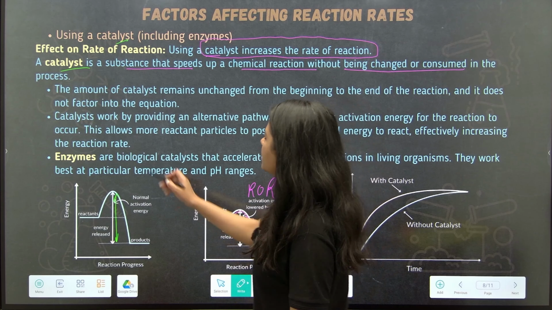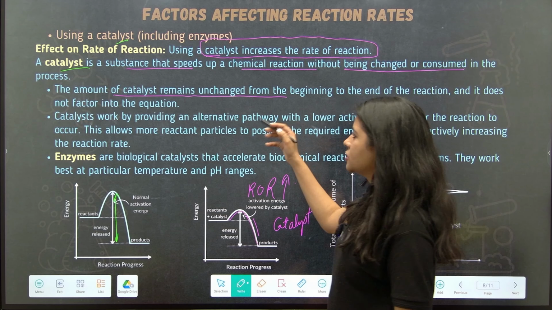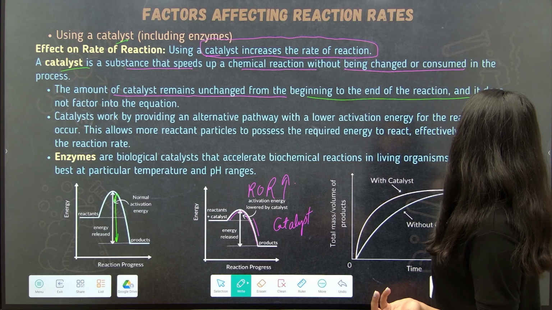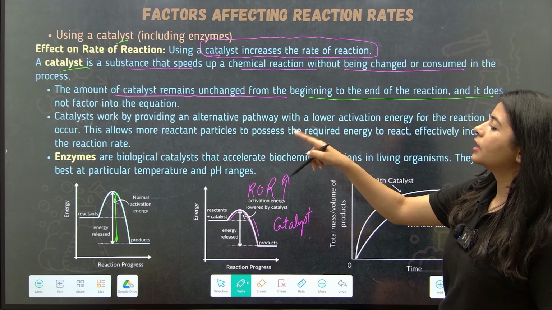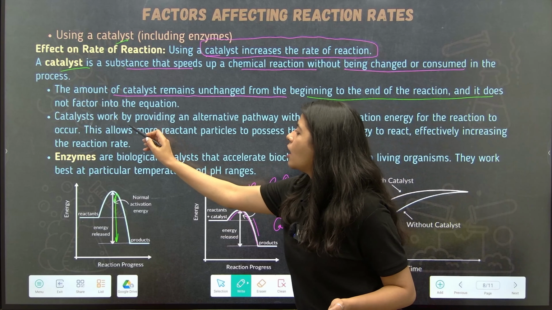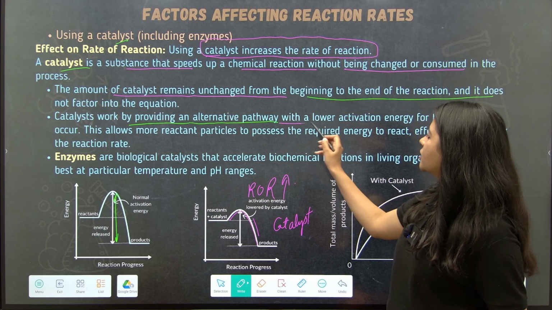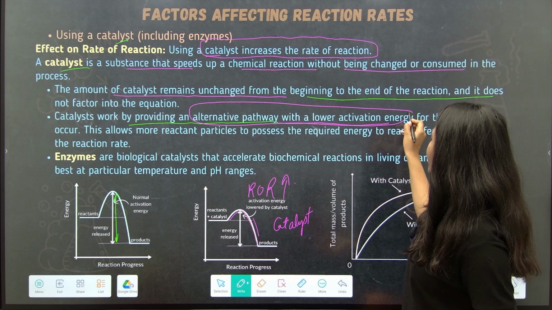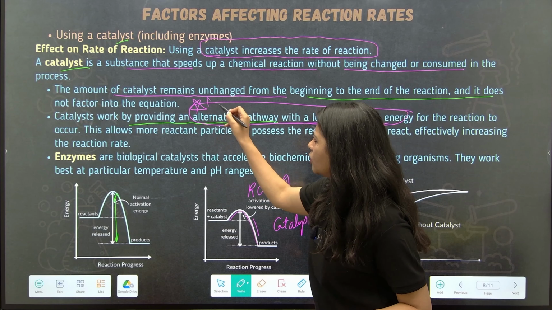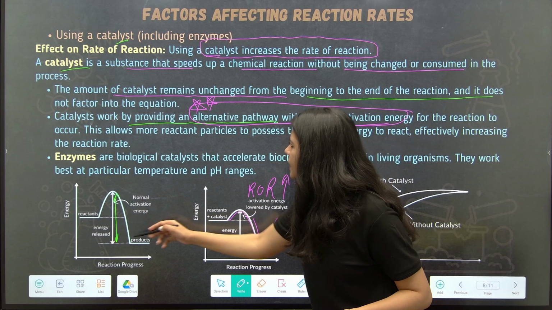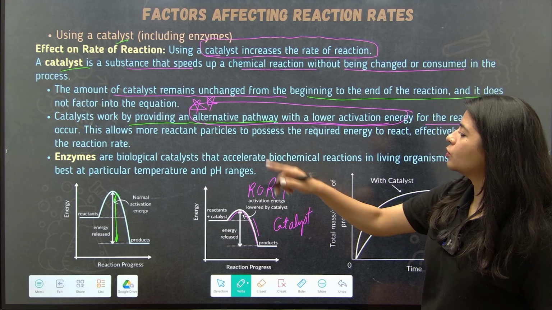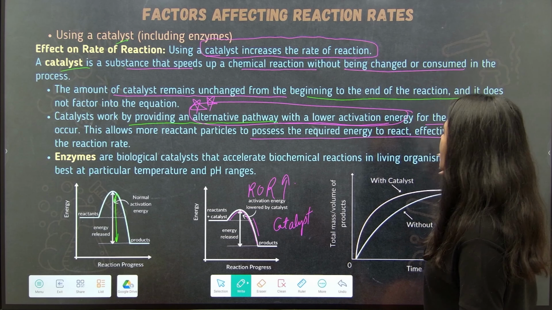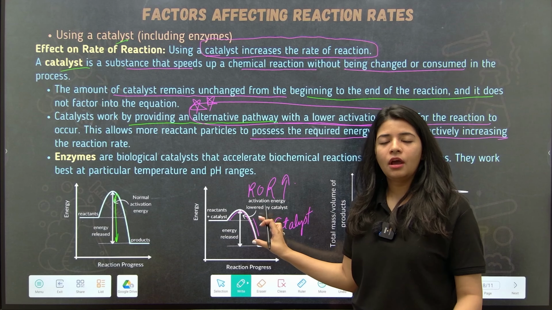Now let's read. The amount of catalyst remains unchanged because it is not taking part chemically in the reaction from the beginning to the end, and it does not factor into the equation. Catalysts work by providing an alternative pathway with a lower activation energy. This is important. This is what I was talking about. This is your activation energy. For the reaction to occur, this allows more reactant particles to possess the required energy, because now the activation energy window is less.